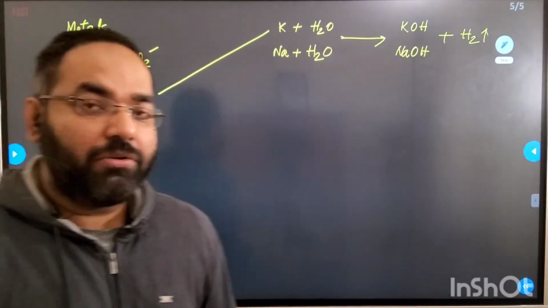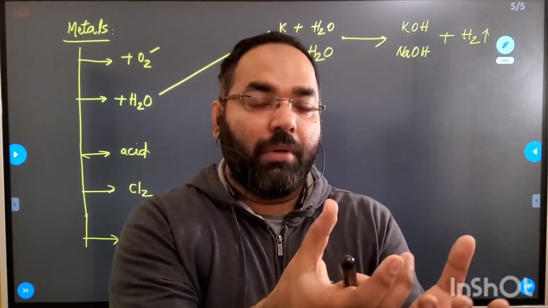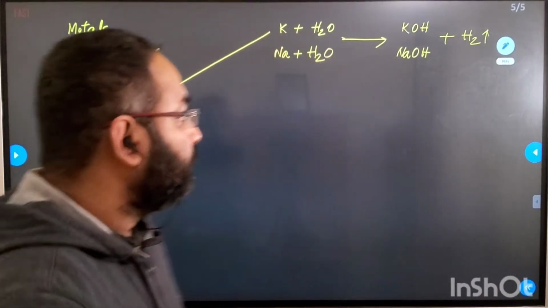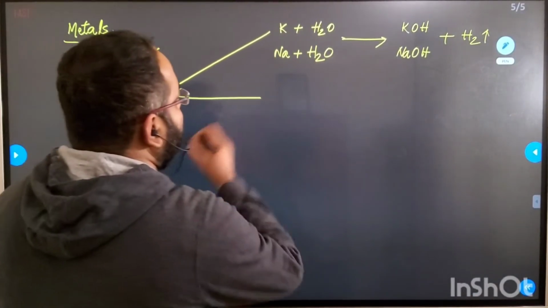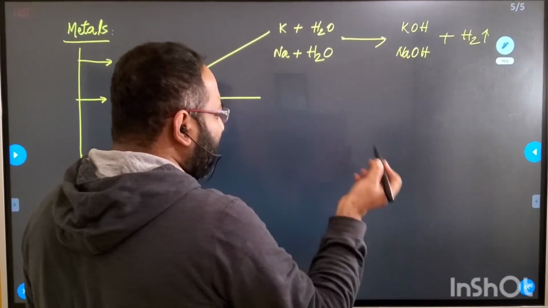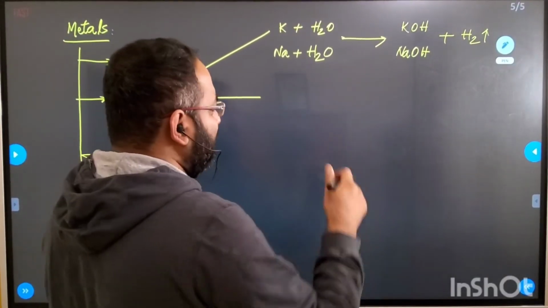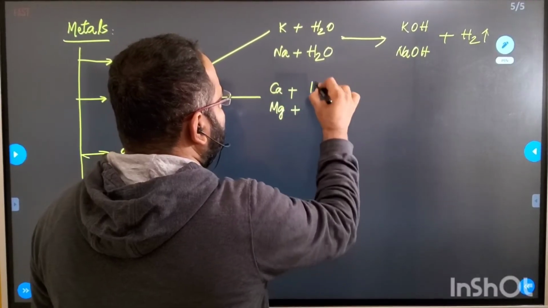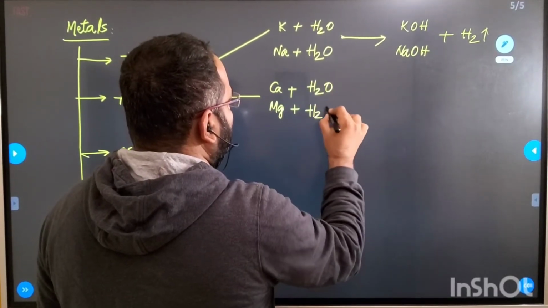So how do you test for hydrogen gas? You just bring a matchstick to the mouth of the test tube, the matchstick goes off, the fire goes off with a pop sound. If you take moderately reactive metals, when I say moderately, not very highly reactive, nor are they very poor in reactivity, take calcium and magnesium, you can make them react with warm water.